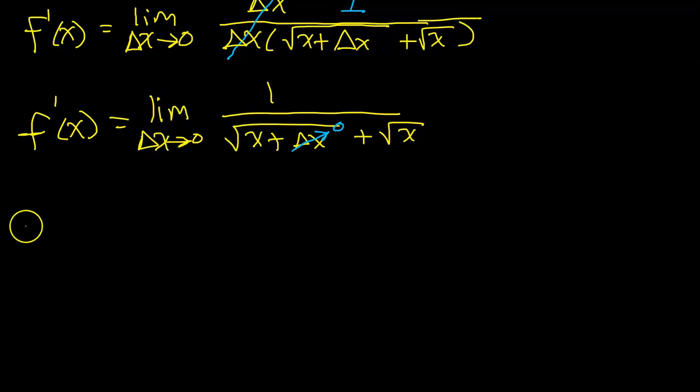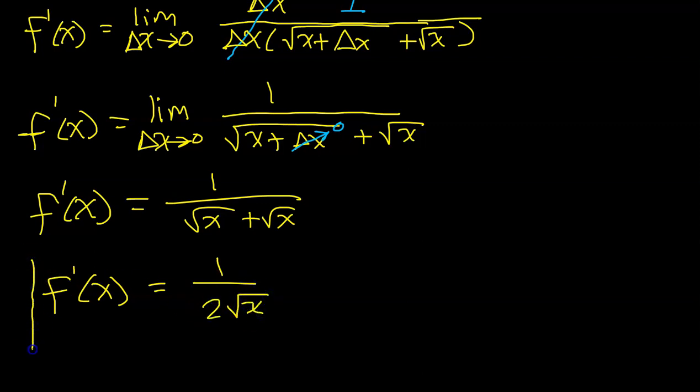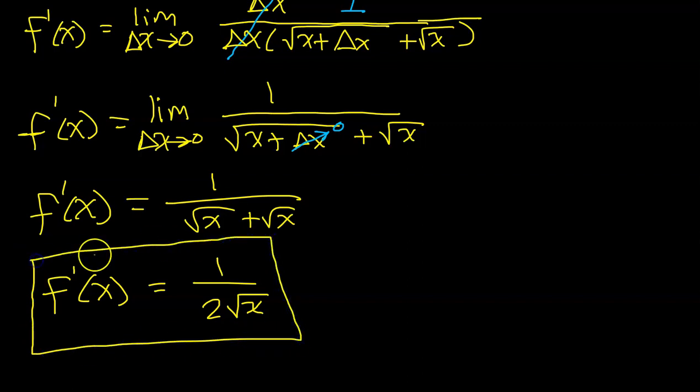I'm not going to write that anymore. So I'm just going to have f prime of x is equal to 1 over radical x plus radical x. But of course, a better way of writing that would be 1 over 2 radical x. So that is the answer to the first part of what we were supposed to find. This is the derivative of f of x.